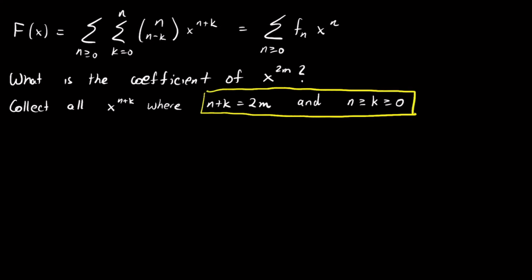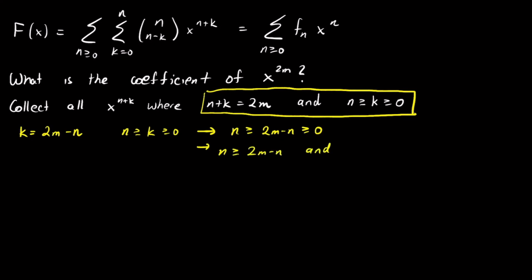What is this telling me? Well, it tells me that k can be written as 2m minus n, and so n greater than or equal to k greater than or equal to 0 becomes n greater than or equal to 2m minus n greater than or equal to 0. Okay, so what is this telling me? This is telling me that n is bigger than or equal to 2m minus n, and 2m minus n is bigger than or equal to 0. So what does that tell me?